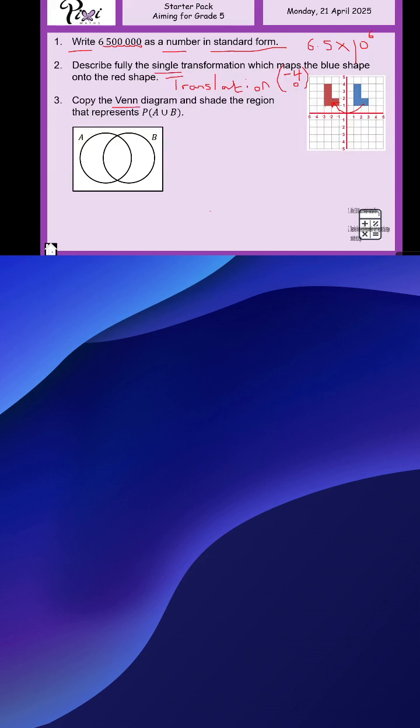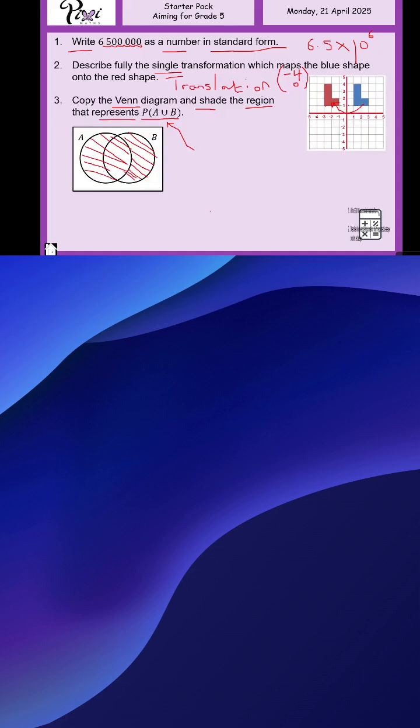Question number 3. Copy the Venn diagram and shade the region that represents the probability of A union B, A or B. So this union means all. It means everything in both circles, including the intersection. This U shape means union, means all. So everything that appears in both circles, including the intersection.